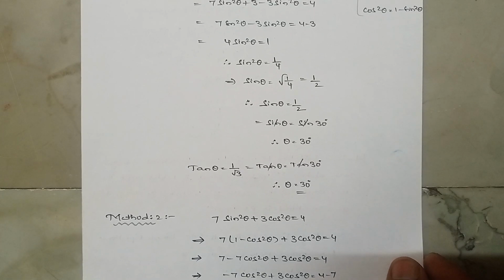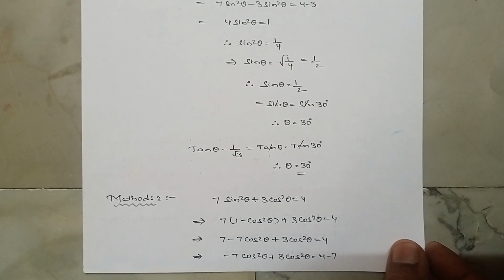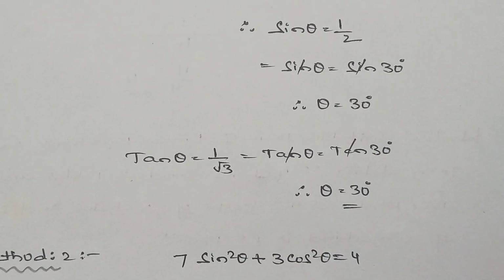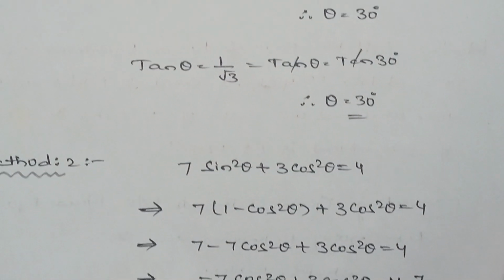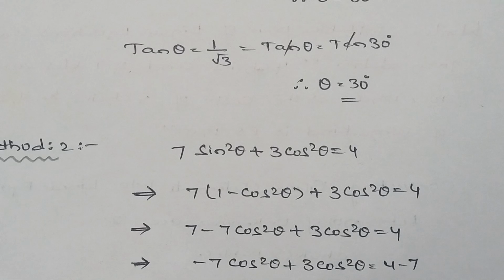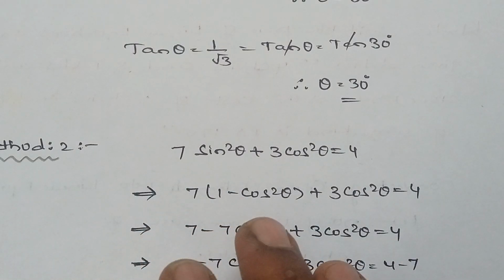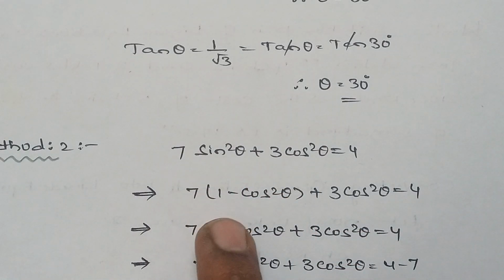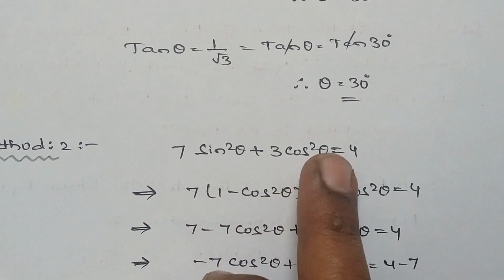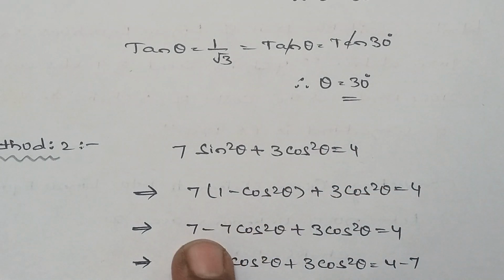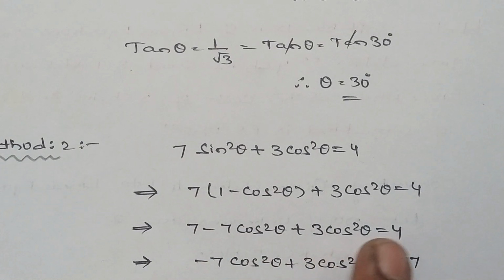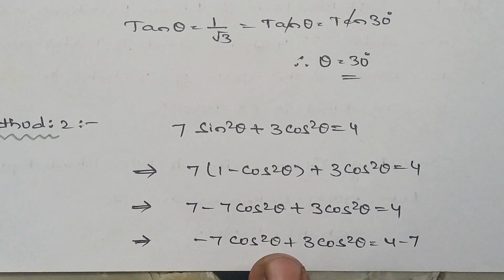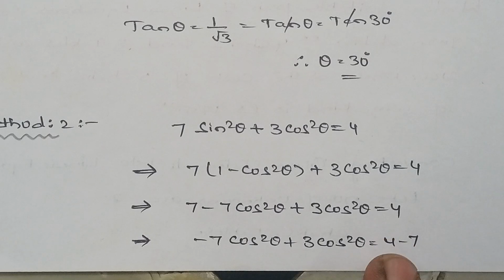So understood. Now in the second method, I converted in terms of cos. In the previous method, we converted in terms of sine. Now I convert in terms of cos. So sine square, I convert into 1 minus cos square theta. Cos square theta as it is, 4 as it is. Simplify: 7 minus 7 cos square theta plus 3 cos square theta equal to 4.